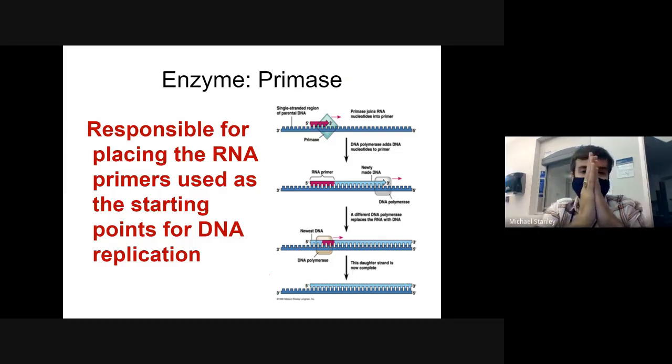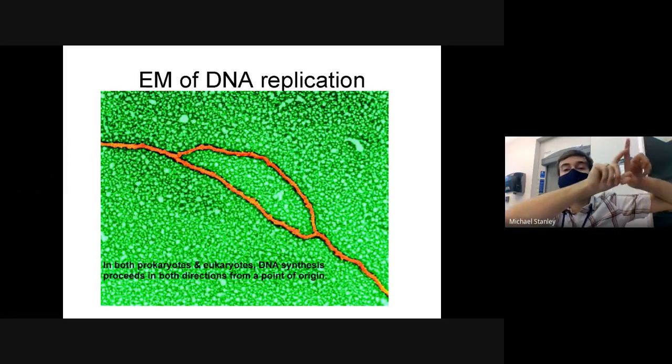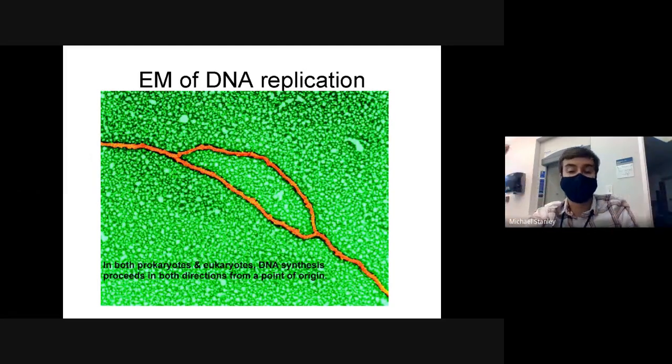So we have this DNA that's been opened up, and we have this primer that's been put down. Whenever we're copying DNA, we don't just start at one end of the DNA and work our way all the way down, because DNA is huge. It's millions and millions of these bases long.